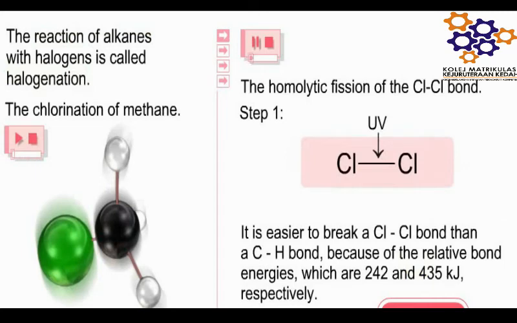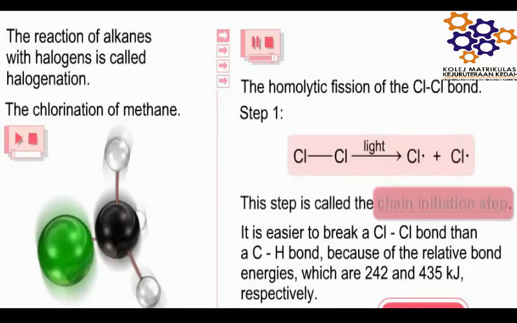The first step is the homolytic fission of the chlorine-chlorine bond to produce chlorine atoms. The energy necessary to break the bond comes from light. This step is called the chain initiation step.